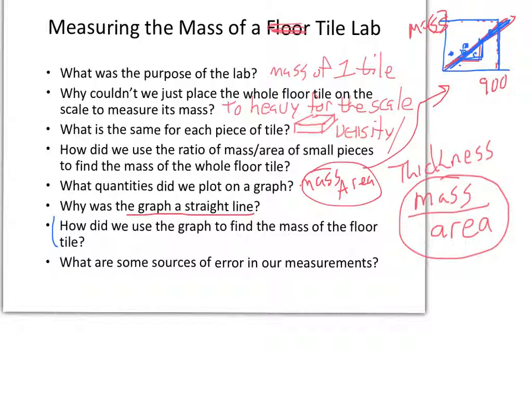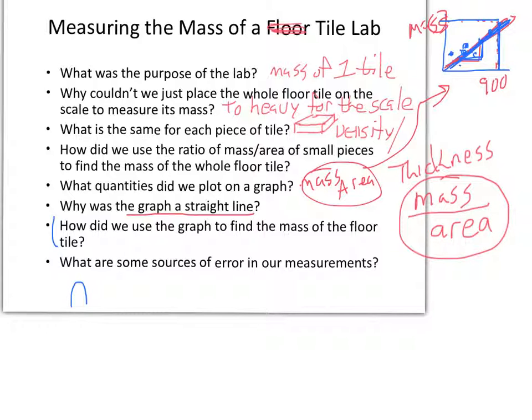The last question says, what are some of the sources of error in our measurements? Well, there are several. The mass is probably not something that is going to be in too much error. Our centigram scales are both accurate and precise. We can measure down to the hundredth of a gram if we're patient with those scales.